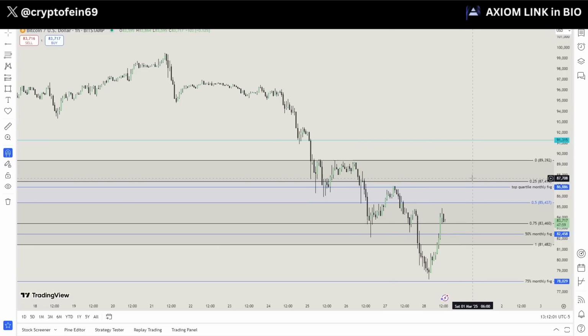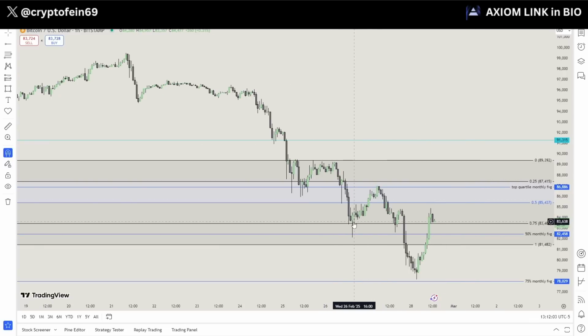Look at how these levels are getting treated. Look at the bodies. Bodies. All right, it wicked here, but guess what? Bodies. You get long into here. Right, guys, it's that easy. It's really that easy, man.